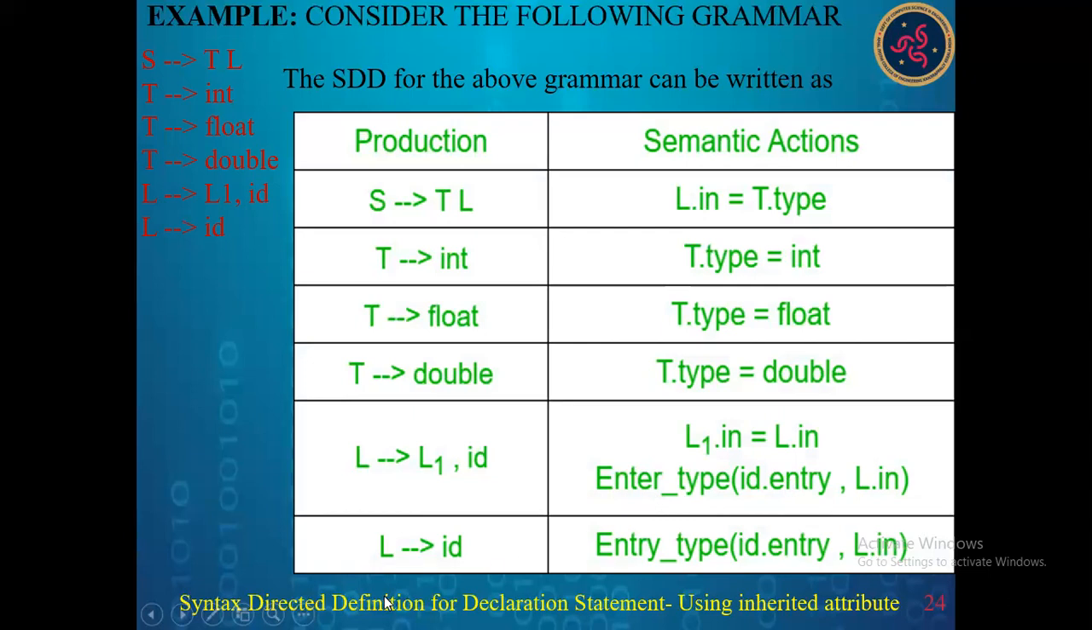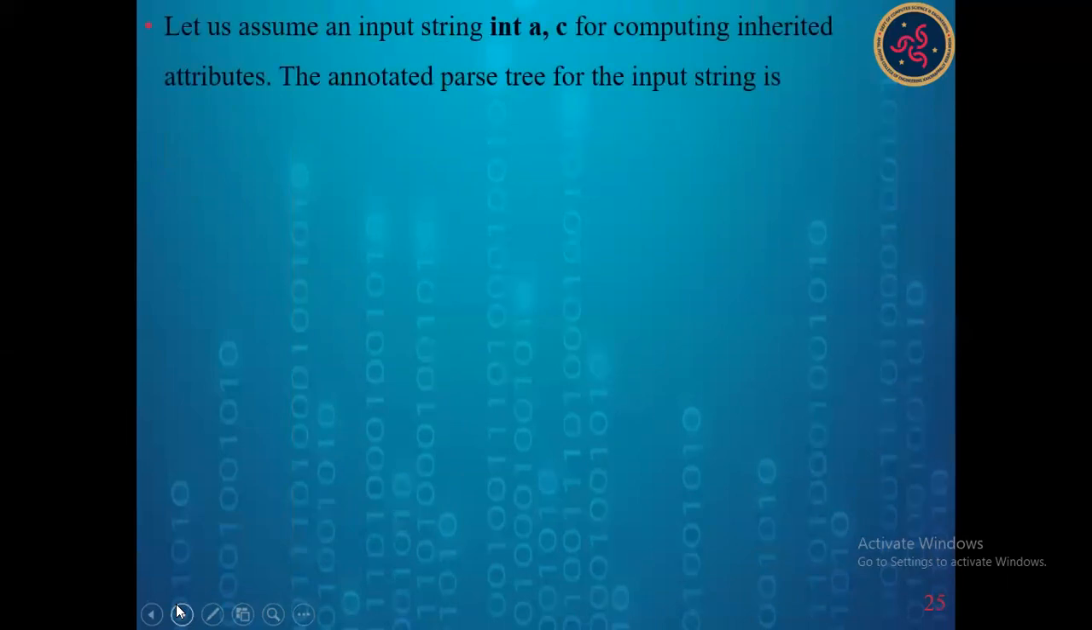Okay, so next when we get an id, again we will be having a data type in L dot in. That particular data type will be added to the variable or ID entry in the symbol table. So these are the actions that are performed if this production is reduced in a parse tree. So we are generating the annotated parse tree. In semantic analysis, the output will be an annotated parse tree, right? Here I am assuming that I am giving an input string that is int a comma c.